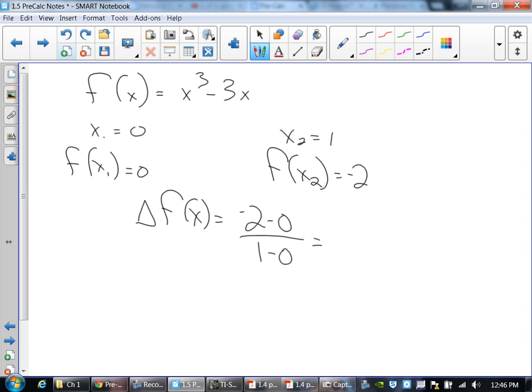Negative 2. So what's happening is, in this graph, it was increasing going from here, and then all of a sudden it's decreasing going this way. That's all it's showing. That's what this is allowing you to notice. That's what these slopes do for us on these functions for the function notation.